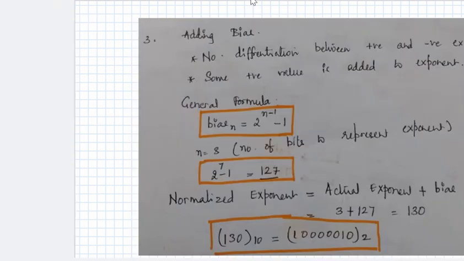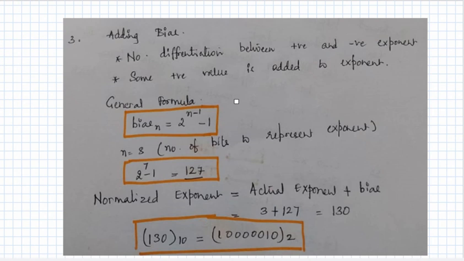The next step is adding bias. Why is this required? The exponent might be positive or negative, depending upon how you shift the decimal point. We do not want to explicitly store a positive exponent and a negative exponent. Instead, we add a common value to the actual exponent that we have received. That is called adding a bias.